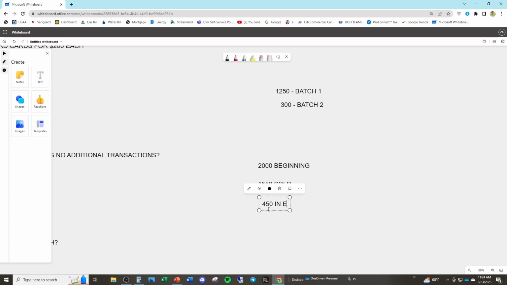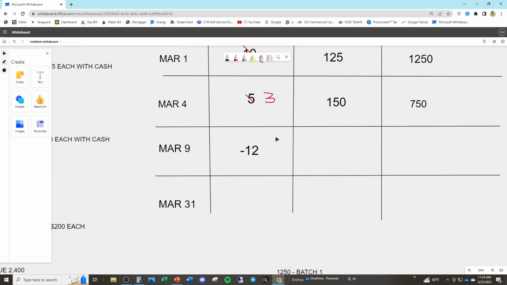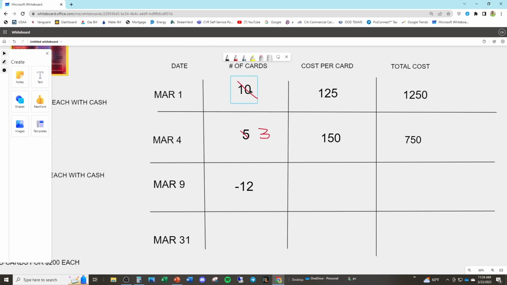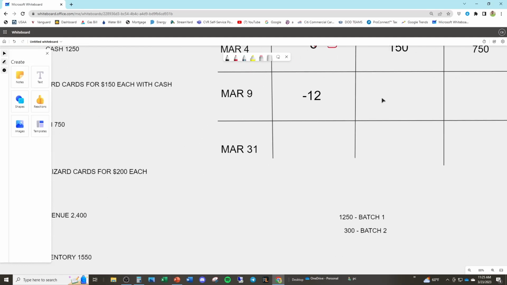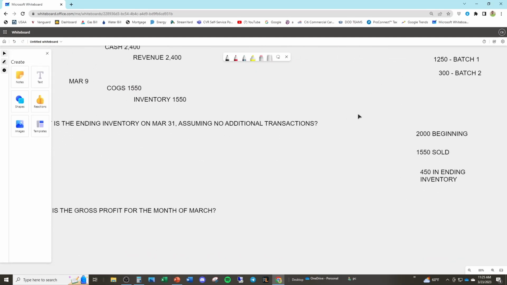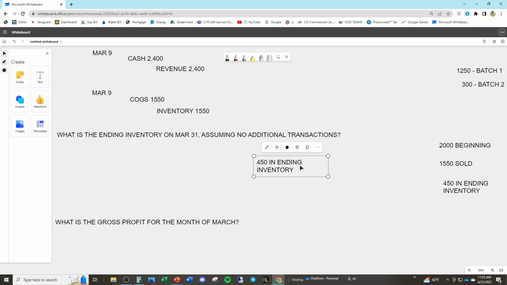Now, another way you could do this is you could just look on your chart and say, okay, I know I sold 10 of these. These are gone. First in, first out. Then I moved on to the next batch. I sold 2 of those, leaving 3. So what must be left is the 3 cards times 150 or 450. So we know we are good and we know we are right. So the answer is 450 in ending inventory.